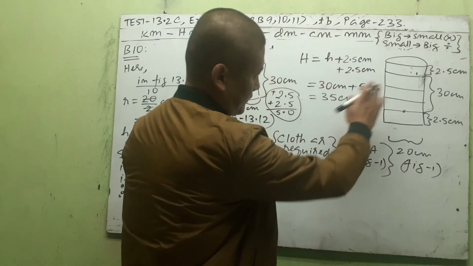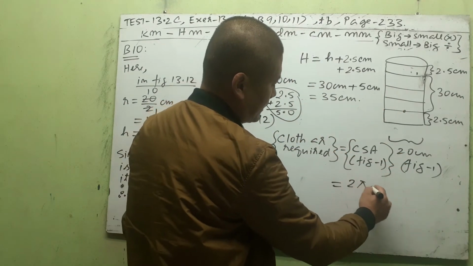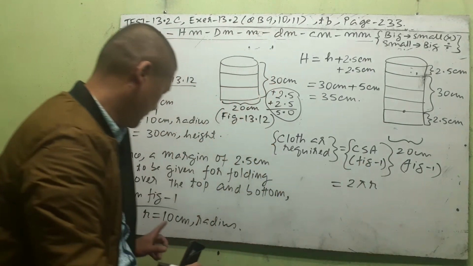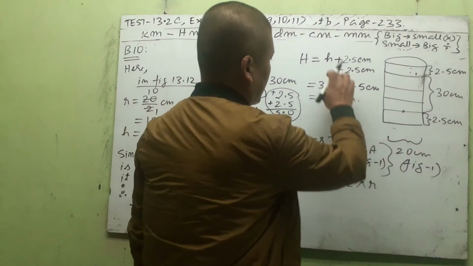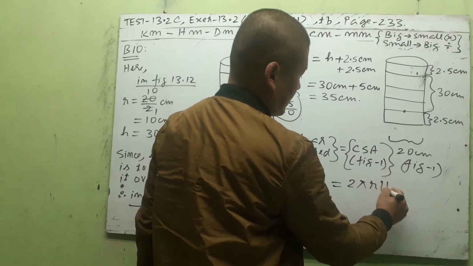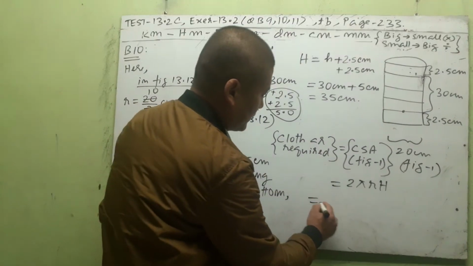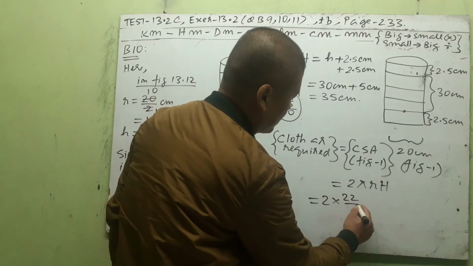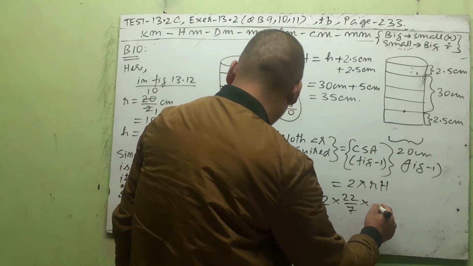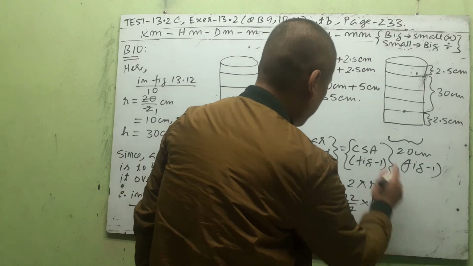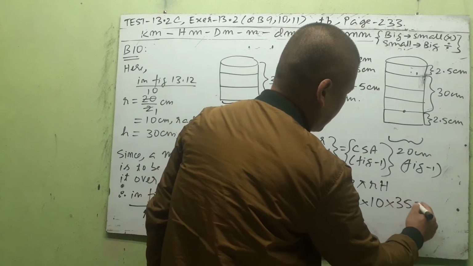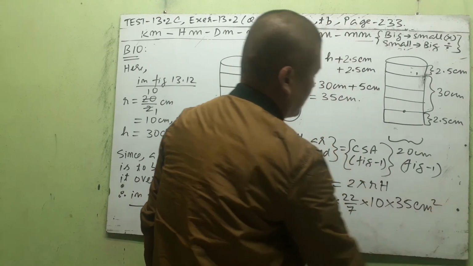So curved surface area of the figure 1 is 2 pi R, R is same as you can see, but H is the long one here, capital H. So this is the total area of cloth required. That will be equal to 2 into pi, which is 22 by 7, into R which is 10, capital H as you can see is 35, and area means centimeter square.